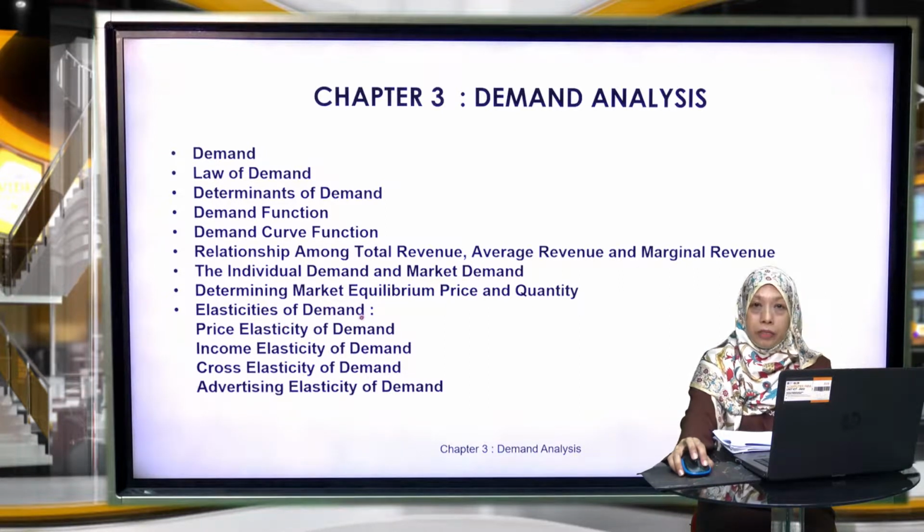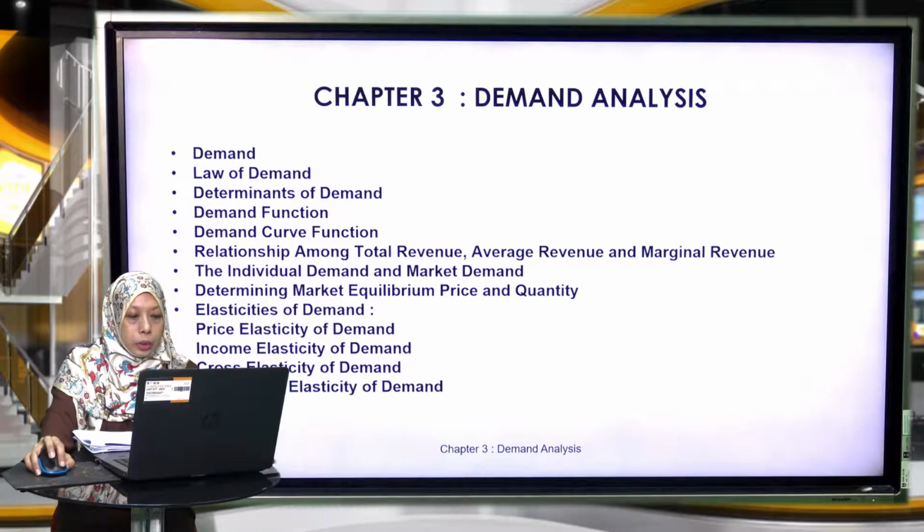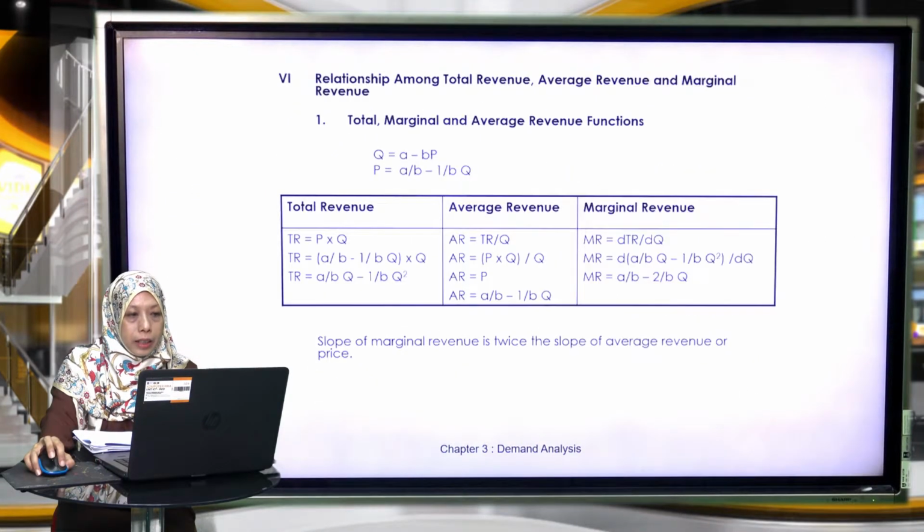Under elasticities of demand, we are going to focus on 4 different types: price elasticity of demand, income elasticity of demand, cross elasticity of demand, and the final one, advertising elasticity of demand. We're going to look at each type, and towards the end of the lecture we're going to try a few questions that will test your understanding of today's lecture. So let us proceed to the topic.